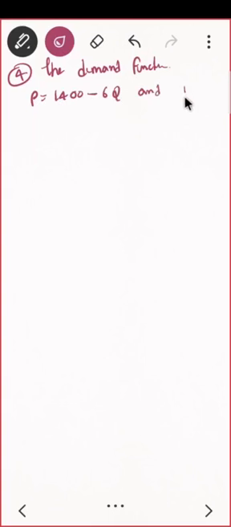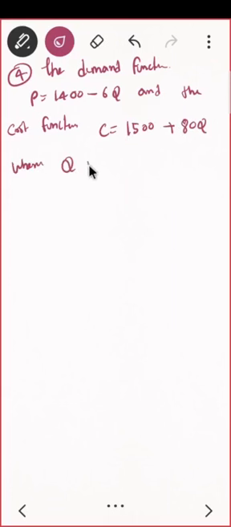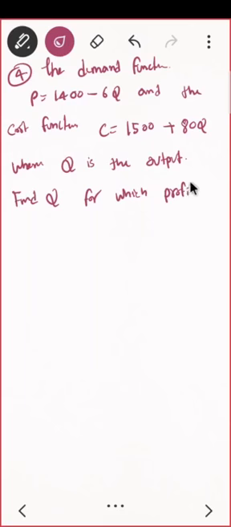The demand function, say p equal to 1400 minus 6q, and the cost function, c equal to 1500 plus 80q, where q is the output. Find q for which profit is increasing.